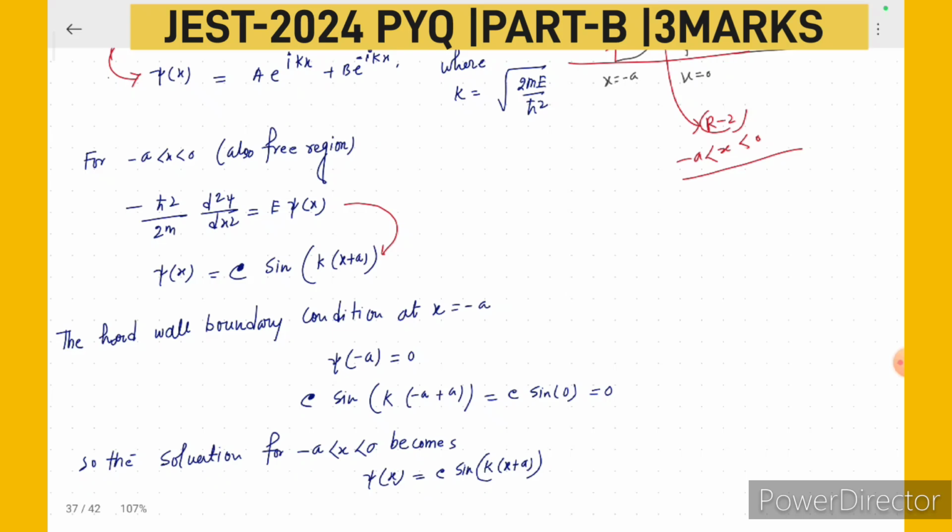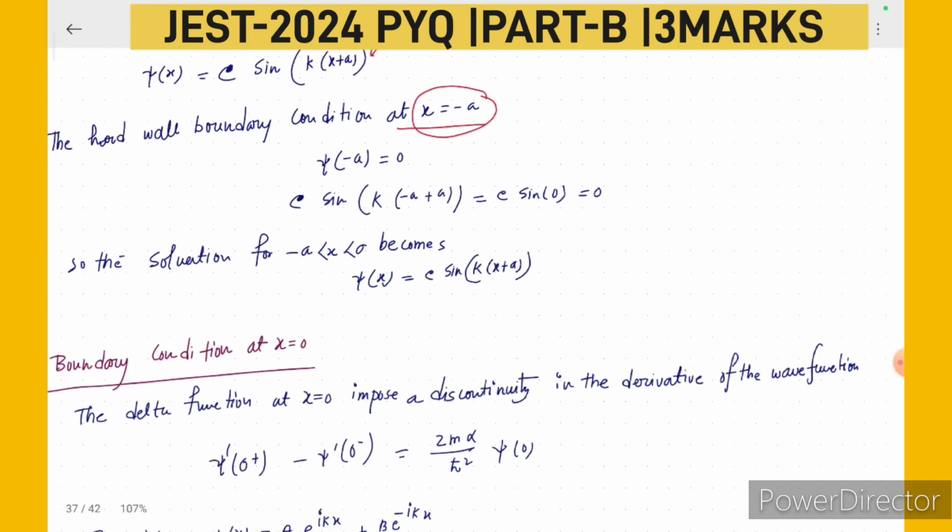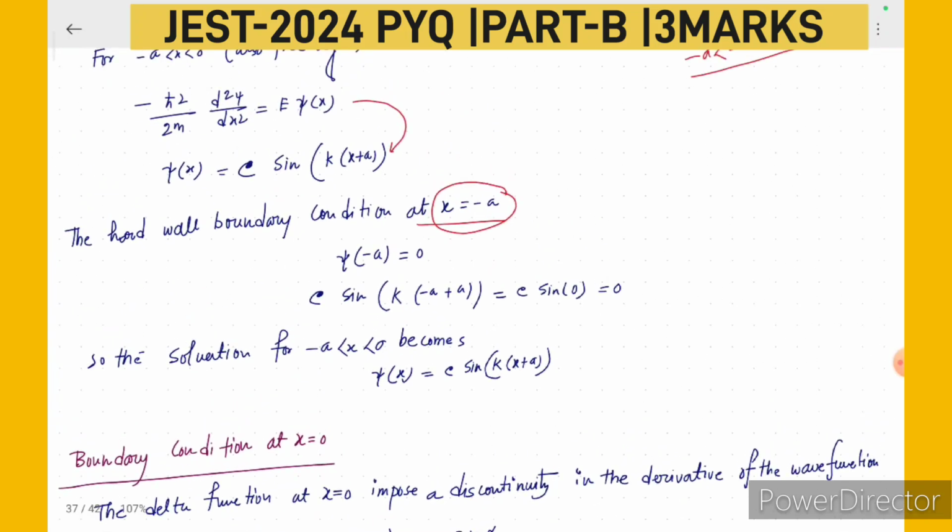But how? We know the hard wall boundary condition. For the delta potential with a hard wall at x equals minus a, it means that at that point the wave function must vanish. Hard wall boundary condition means at x equals minus a the wave function must vanish. So psi of minus a equals 0, obviously. So we now have the wave function psi of x equals C sin k(x plus a).